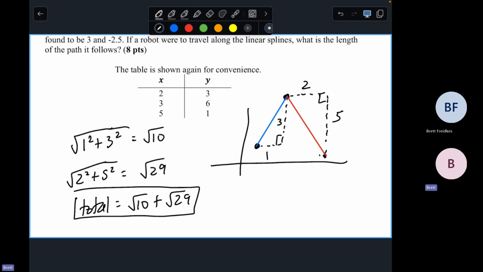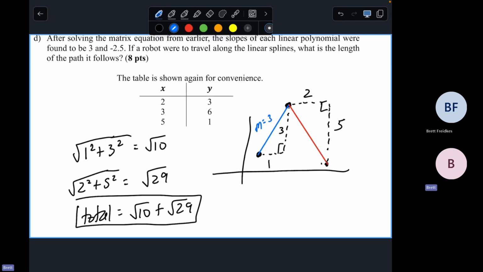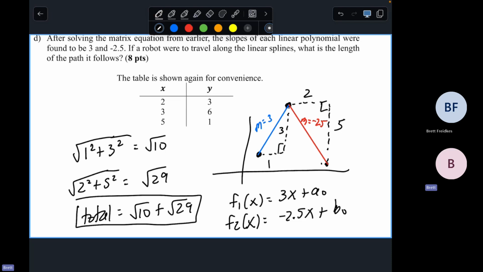If you don't like that way, you can use the equation. Because in the problem, I tell you the slopes. The slope of the first line, this m is equal to 3. And this m is negative 2.5. I tell you that in the equation. So that means the blue spline, F1, is 3x plus a naught. F2 of x is negative 2.5x plus b naught. Do I need to know what a naught or b naught are to solve this?